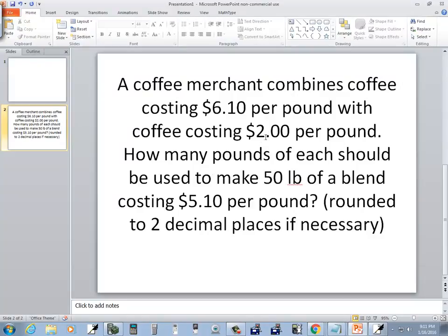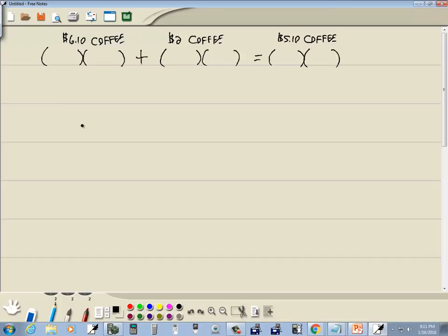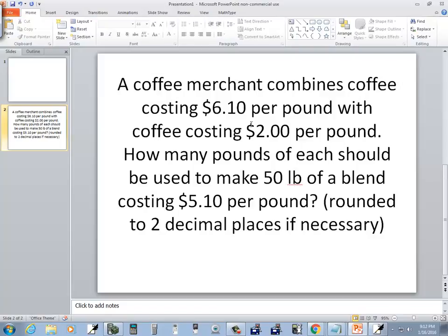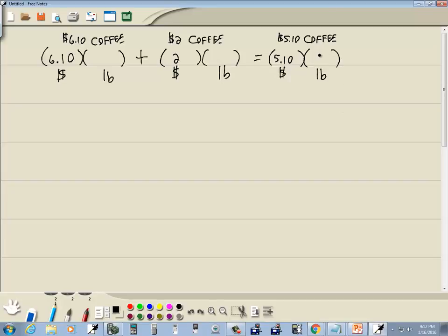Okay, our two quantities appear to be pounds and dollars. So we got pounds and dollars, pounds and dollars, pounds and dollars. The first one is 6.10 for the dollars. This one is $2. And this one will be $5.10. And how many pounds of each should be used to make 50 pounds of a blend? So they're telling us the blend is going to be 50 pounds.